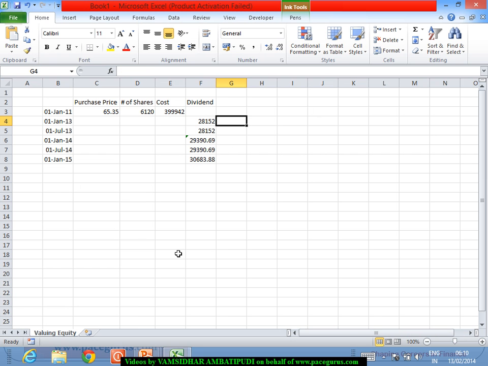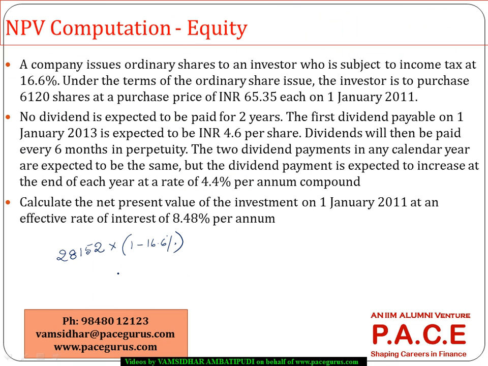So the first payment is 28,152 into 1 minus 16.6%, somewhere around 23,478.77. 23,478.77 is the first period dividend. This is received after 2 years, so the present value of this will become this into V squared, where V is 1 by 1 plus I.